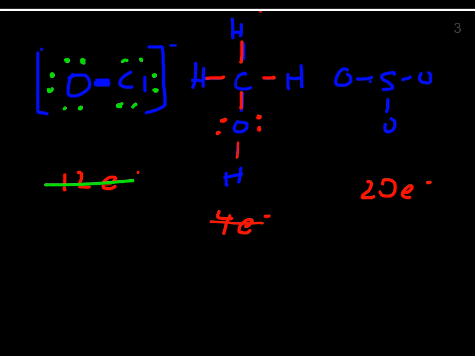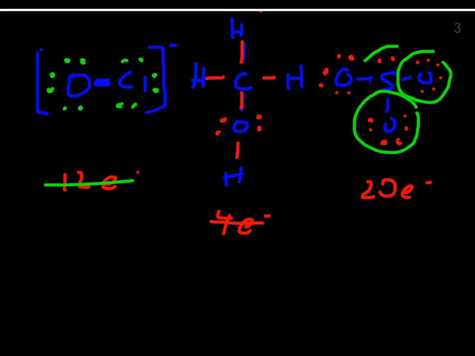Now the last one, I have 20. So here goes. 1, 2, 3, 4, 5, 6, 7, 8, 9, 10, 11, 12, 13, 14, 15, 16, 17, 18, 19, 20. There it is. That molecule is the way it's going to look because it has 8 around everybody. I have 8 there, I have 8 there, I have 8 there, and I have 8 there. I used them all up. Okay?